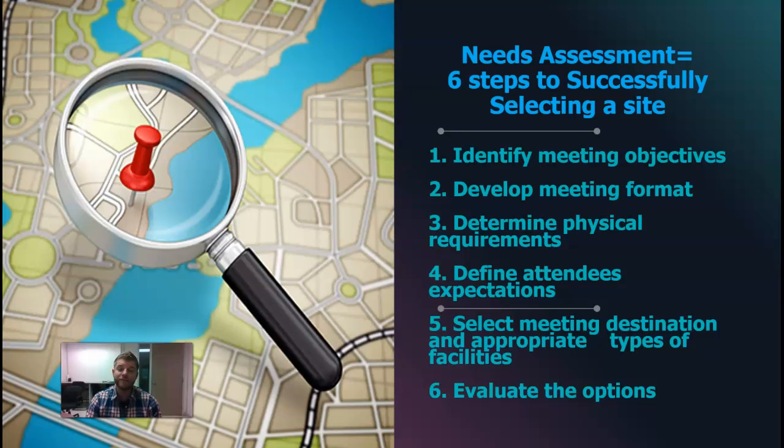Next, we want to determine physical requirements. Then, what are the expectations of the actual attendee? When they come to the event, what do they need to ensure that they're going to have a good time and they take away from this event what we hope that they take away? Finally, we want to select a couple different meeting destinations that are appropriate for what we have going on, and then look at those options and decide which is best.